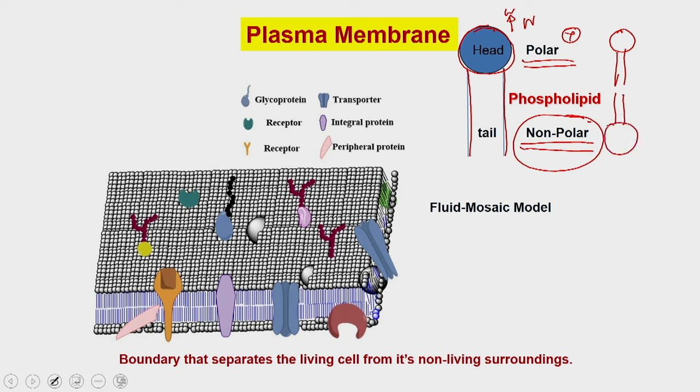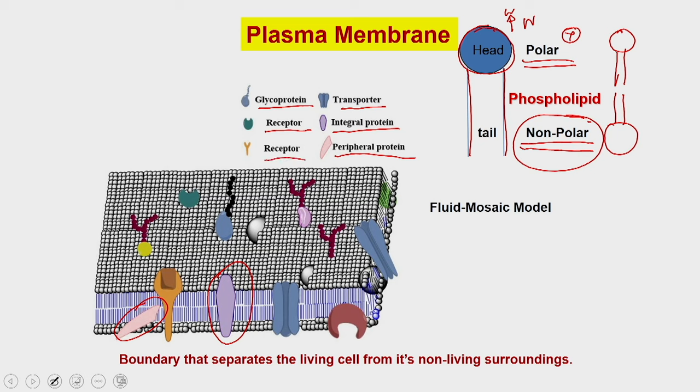Because of that, you have the bilayer present in the plasma membrane, and within this bilayer sandwich, you have different types of protein. Some proteins are integral proteins, which are present throughout the depth of the plasma membrane, whereas some are peripheral proteins, which are present either on the inner leaflet or on the outer surface. Apart from these proteins, the plasma membrane also contains receptors of different types, and different types of glycoproteins and transporters.